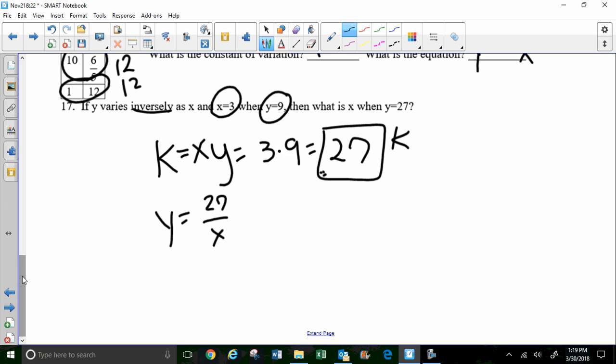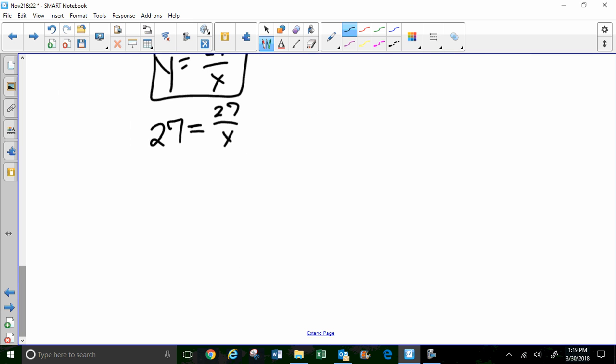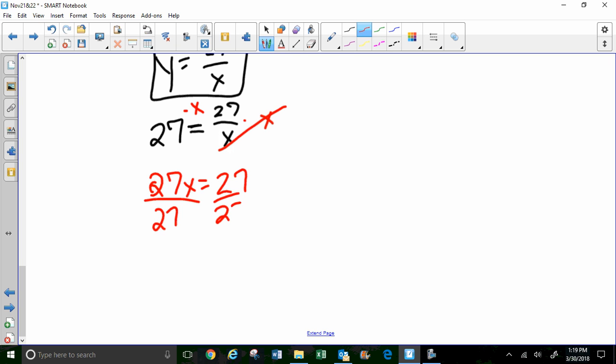And it wants to know, well, what is x when y equals 27? So I'm going to replace y with 27. Remember, that's your equation. And I'm going to solve for x, which is interesting, because in order to solve for x, I actually have to start by multiplying x to both sides to get it out of the denominator. So I end up with 27x equals 27. And now I divide both sides by 27, and I will find that x equals 1 when y equals 27.